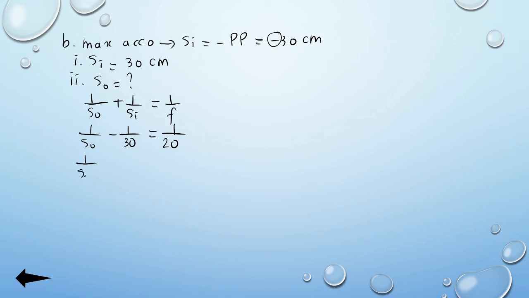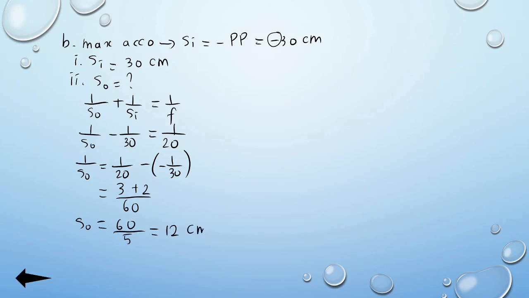1 over SO equals 1 over 20 minus negative 1 over 30, which gives us 3 plus 2 over 60. So the SO equals 60 over 5, which is 12 centimeter.